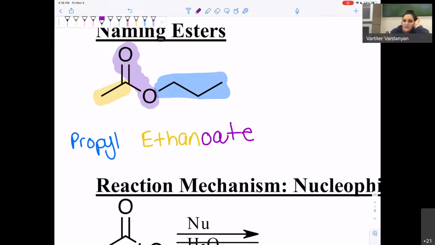And the reason we name it this way is because this guy is the parent, right? The parent is the priority. It gets named last. So this is thought of as like a substituent. So whatever comes off of the oxygen, we're going to name first. No, so it's not necessarily the longest chain. It's the longest chain that has the priority group on it. And this is the priority group.